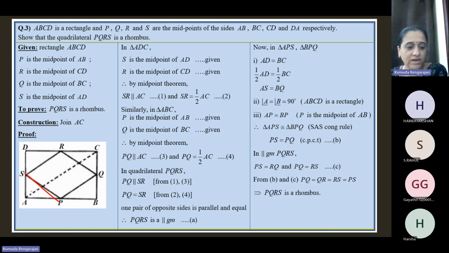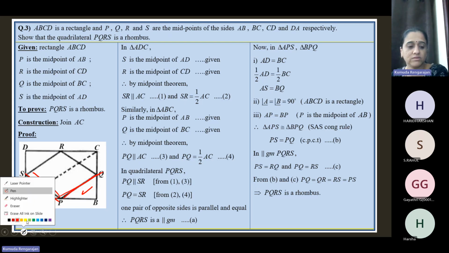So the triangles are congruent by SAS rule and CPCT. PS of this triangle is equal to PQ of this triangle. But PQ and PS are the adjacent sides of the parallelogram, so by definition, it's a rhombus.